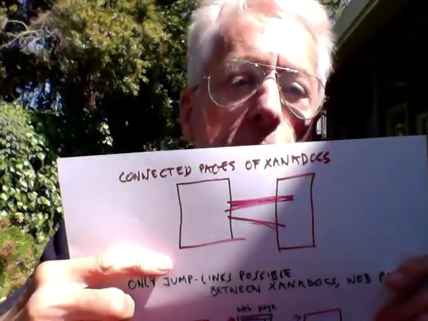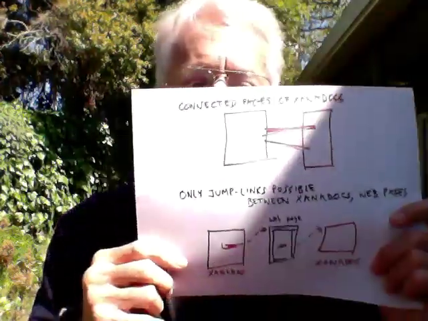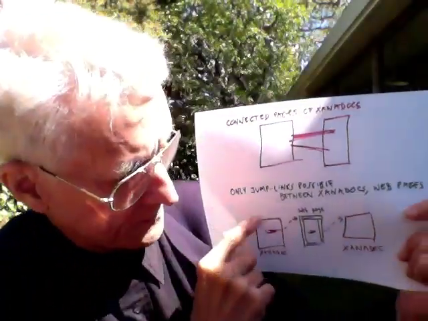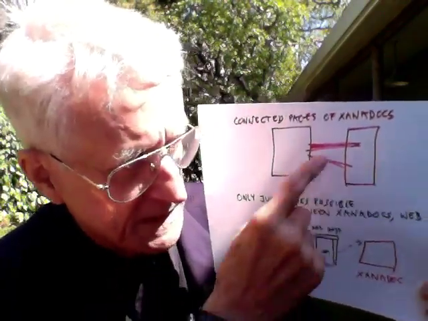Not the content itself. So here are page links. Now remember, we want to be able to show connected pages with XANAdoc. So here's a XANAdoc connecting to another XANAdoc, whereas on the web, we can have a jump link to a web page, and the web page can have a jump link to a XANAdoc, but we can't show them combined like that. Not if they're on the web.